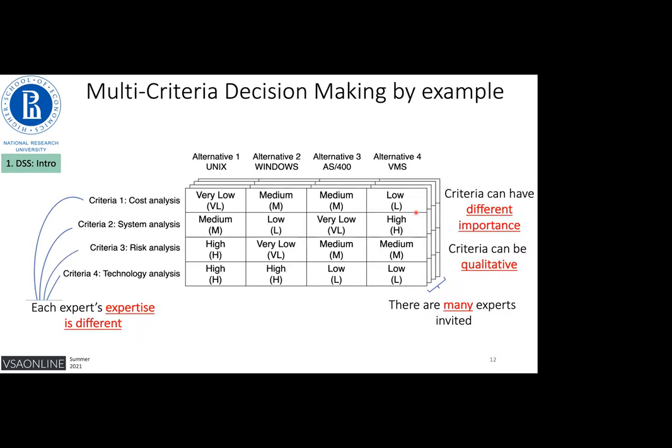But things go even more complicated when we realize that criteria can have different weights. For example, cost may be much more important for us than risks. Then criteria can be qualitative, as I said. And also there are many experts. We can ask more than one expert, especially if we have some hard problem that we need to solve. And these experts can be of different expertise, so they can even understand the same word differently. And there are many more challenges that make multi-criteria decision making quite a complicated field.